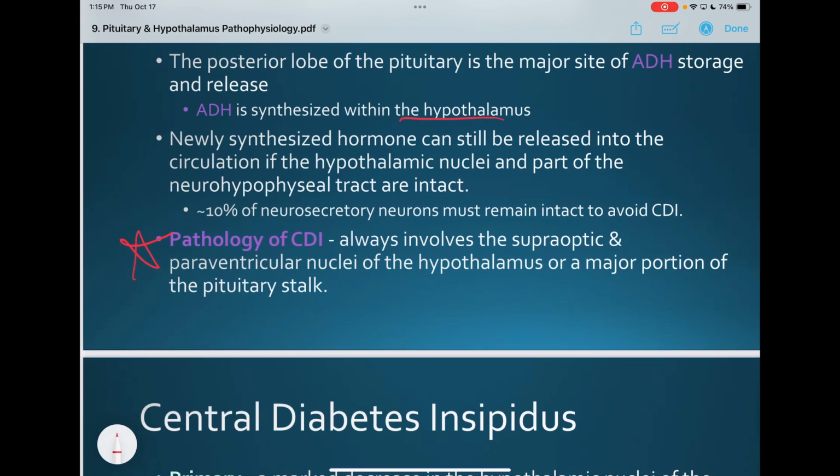This is the important part right here. Supraoptic and paraventricular nuclei, again, of the hypothalamus, or a portion of the pituitary stalk. That's where the damage comes in when it comes to central DI. Something happened to the hypothalamus or that pituitary stalk. That's the communicating method between the top and the bottom. The pituitary stalk kind of holds the grapes and then attaches to the hypothalamus.